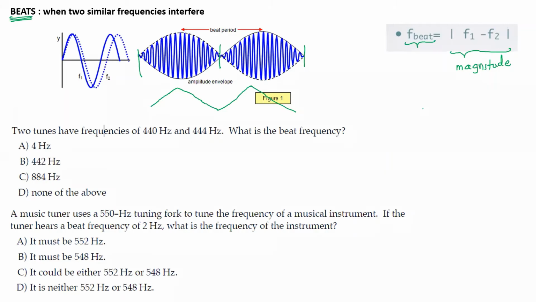And this is useful when you are tuning musical instruments. I have no idea what music is, but I know that it is used to tune guitars and stuff. So you will see such an example in the second example. So do these two and tell me the answers quickly. So yes, A and C.